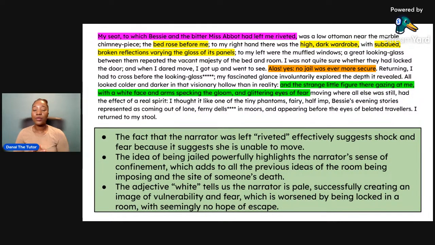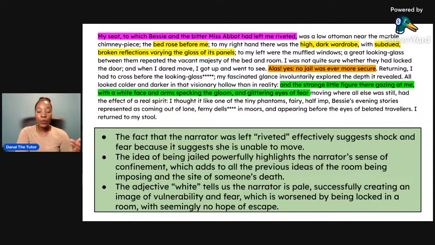So the fact that the narrator was left riveted effectively suggests shock and fear because it suggests she's unable to move. The idea of being jailed powerfully highlights the narrator's sense of confinement, which adds to all the previous ideas of the room being imposing and the sight of someone's death. And then finally, the adjective white tells us the narrator is pale, successfully creating an image of vulnerability and fear, which is worsened by being locked in a room with seemingly no hope of escape. Okay, so that's for that ending there. We don't quite have enough time to attempt those questions.